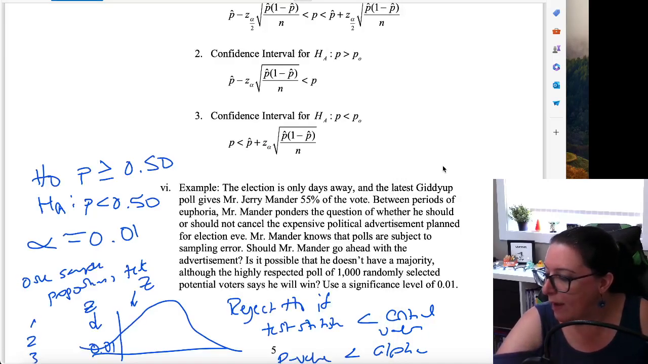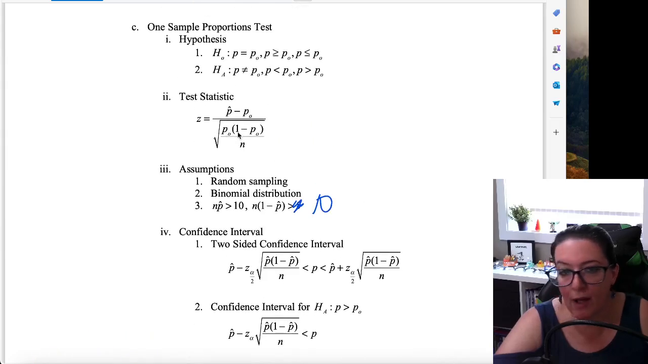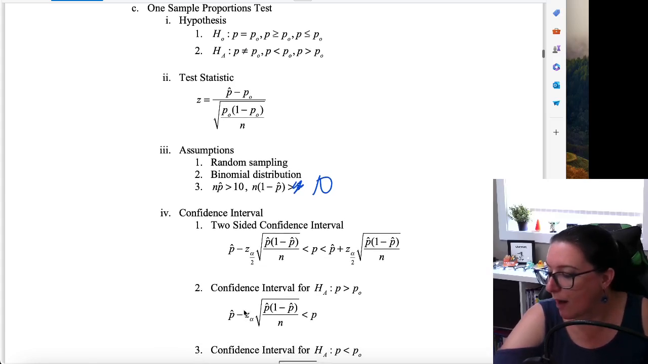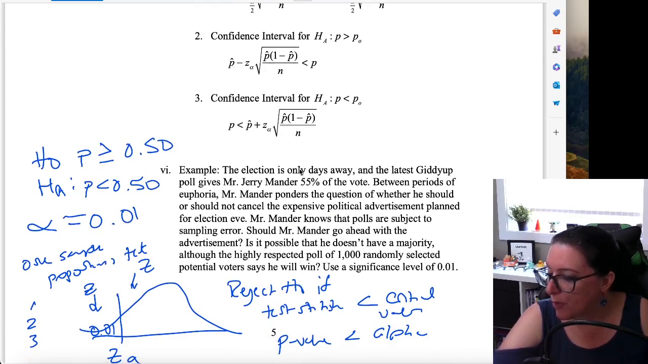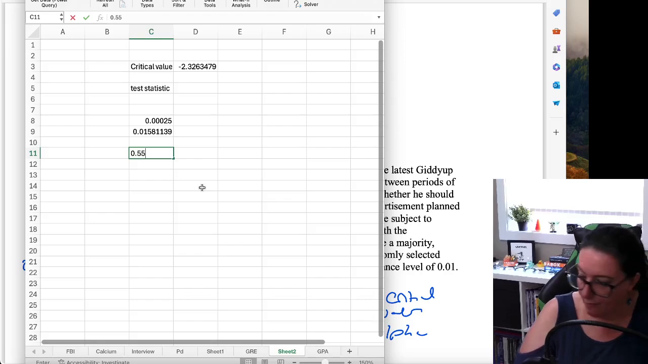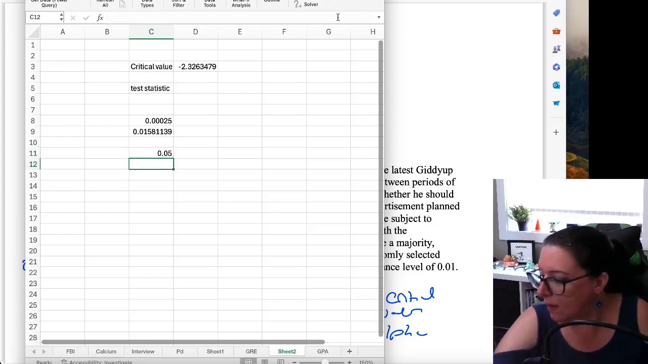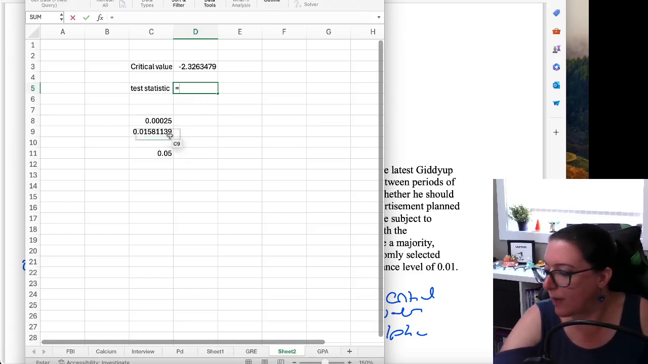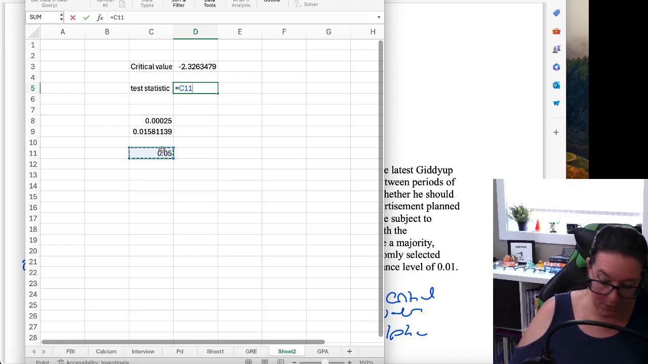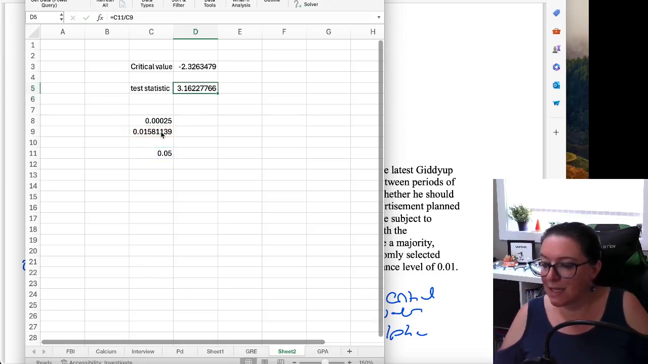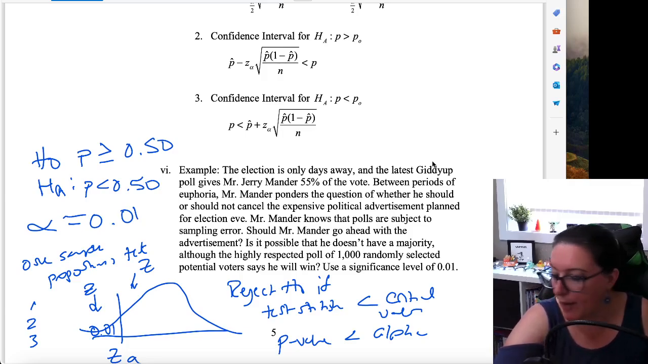Okay, so now we have the bottom part of the formula, the square root of 0.5 times 1 minus 0.5 divided by 1,000. The top piece is to take the proportion from our sample subtracted by that 0.5. The proportion in our sample is 0.55, so let's do 0.55 minus 0.5. Our test statistic is going to be the sampling error divided by the standard error. We get a test statistic of 3.16. Well, that puts us way over here.